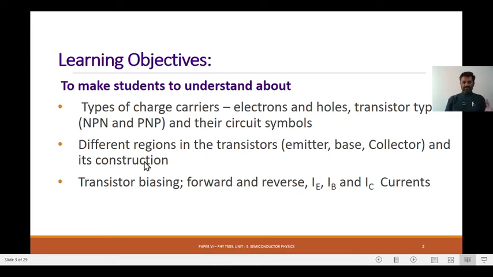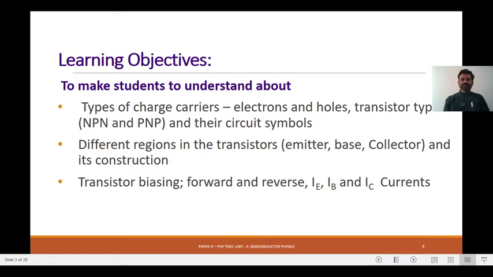So how a transistor has been constructed, how these donor impurities or acceptor impurities are added in order to get a PNP or an NPN transistor, and especially how you can make the transistor's emitter region, how you can make a base region, and also a collector region is important.